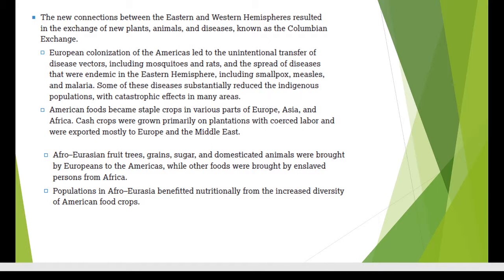I'm also not going to spend too much time on the Columbian Exchange, although I think it's unlikely we get a DBQ on the Columbian Exchange, although that would be amazing. So when we think about the Columbian Exchange, let's just think about the effects of it. Now, one, we need to make sure the Columbian Exchange is not a trade route.